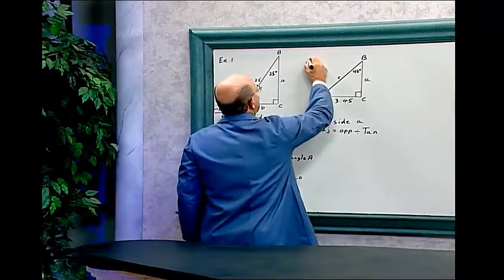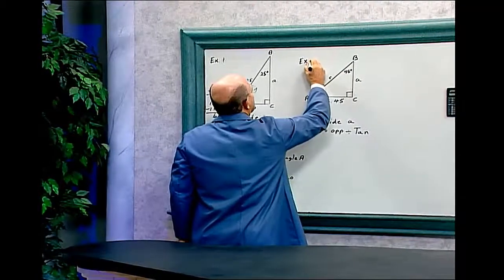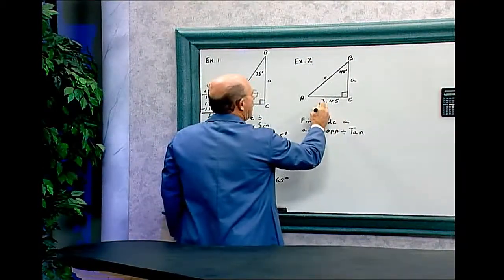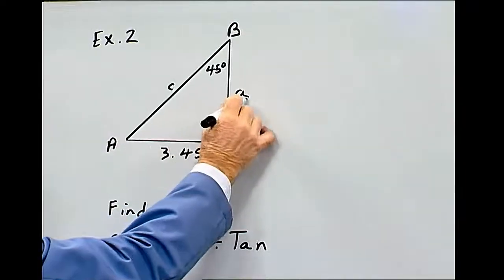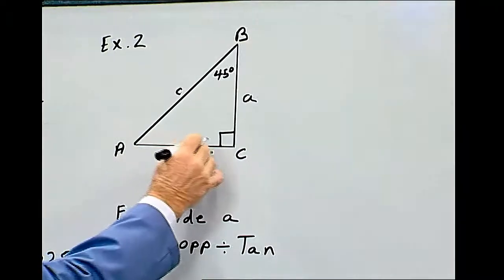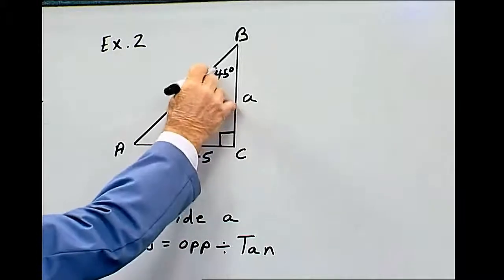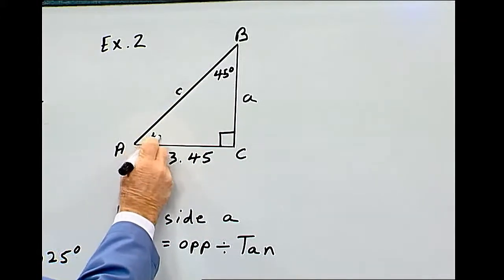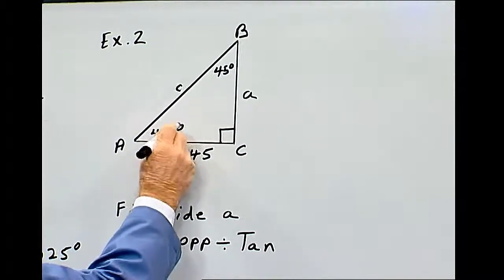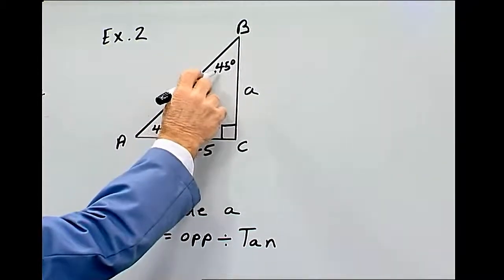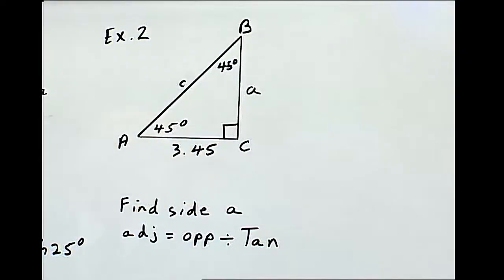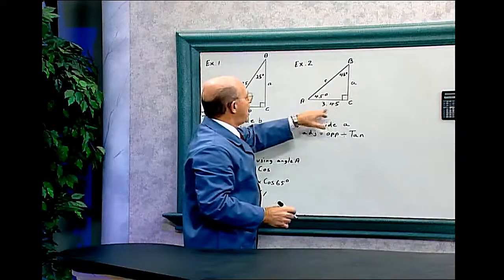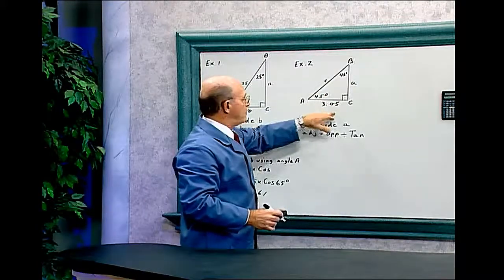This is example 2. Find side A. That's over here. Now you know if this is 90 degrees and this is 45 degrees, this should also be 45 degrees. 45 plus 45 is 90. 90 plus 90 is 180. So it's 45 degrees. You know that side A has to be 3.45.